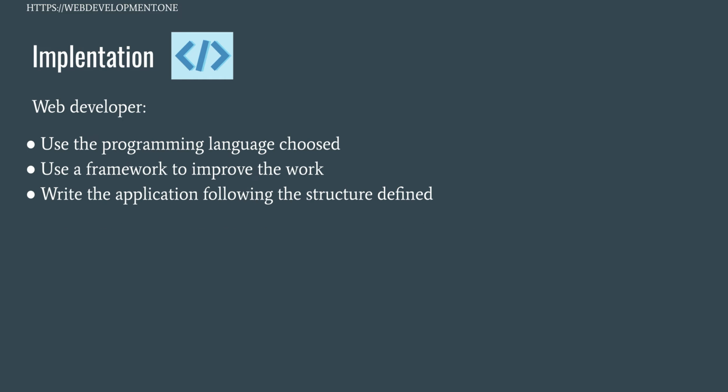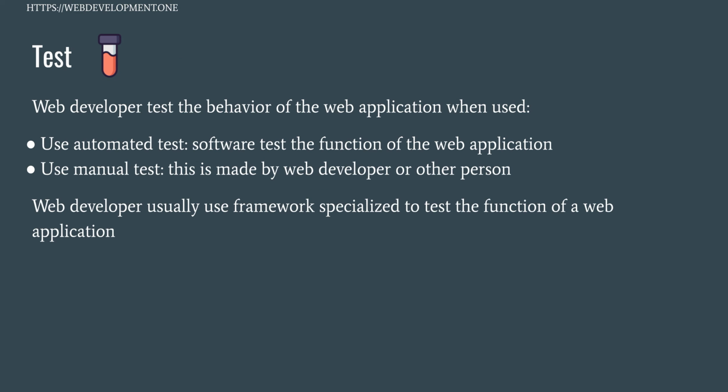as possible. The implementation process consists of writing the application with the chosen programming language. This process is usually approached as the first step by a web developer. This is a mistake, because following a design structure can improve the writing of the code of the web application.